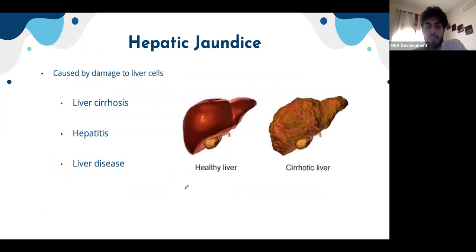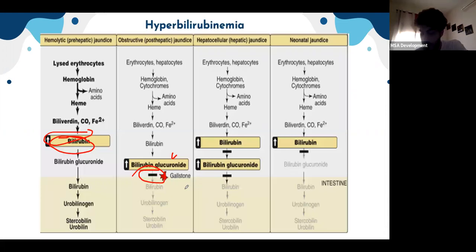So now hepatic jaundice. Hepatic jaundice basically happens due to liver disease. That means there is no problem up there in the unconjugated part, and there's no problem in making the conjugated part of it. So this is why we still have high bilirubin and high bilirubin glucuronide, but we're not able to continue our cycle.